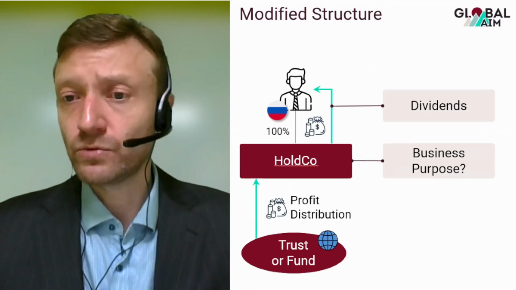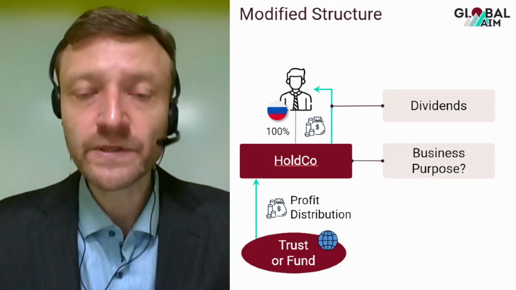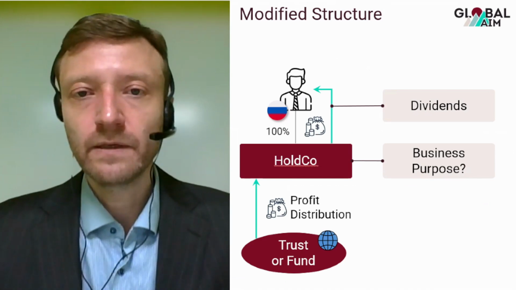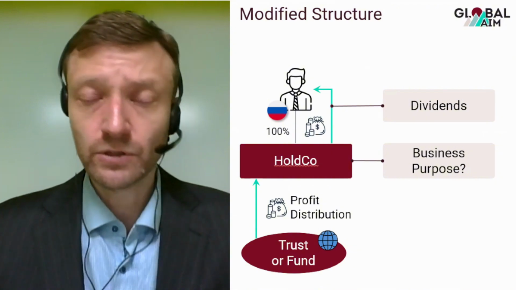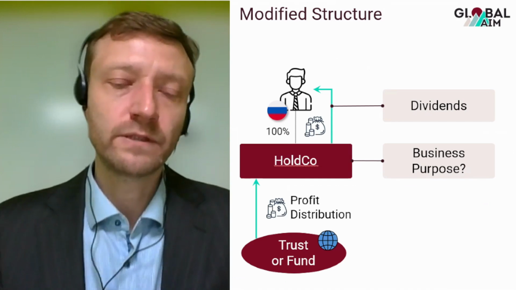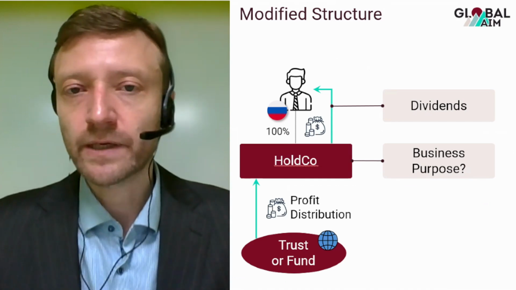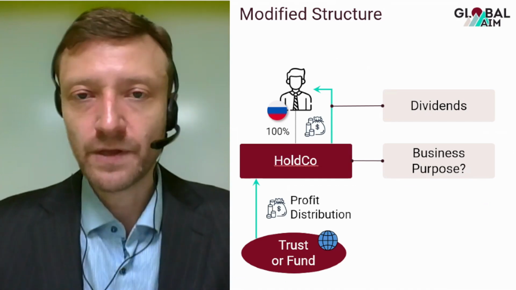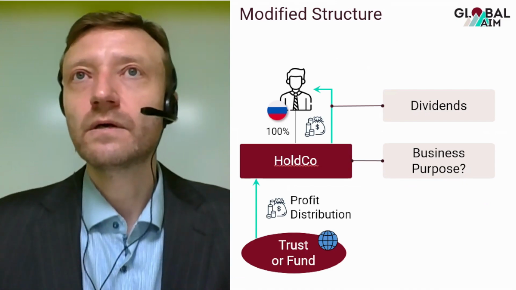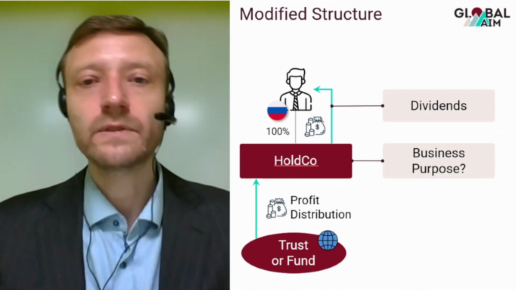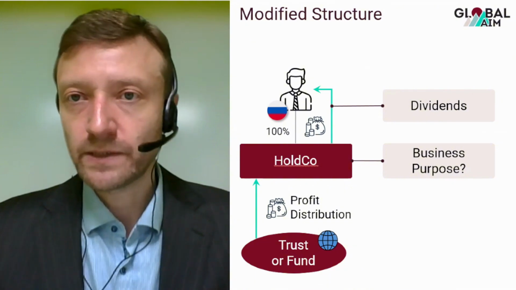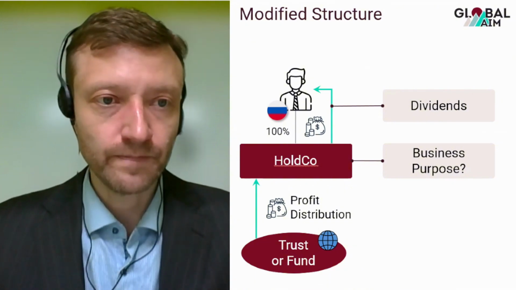Obviously, such structures should have a business purpose. If this holding company is more or less empty and is interposed only for tax reasons, then it can be considered artificial and ignored for tax purposes, and distributions from trusts or funds can be recharacterized into direct payments to the individual, which will bring us back to the initial situation where we have increased personal income tax rates applied to this distribution.